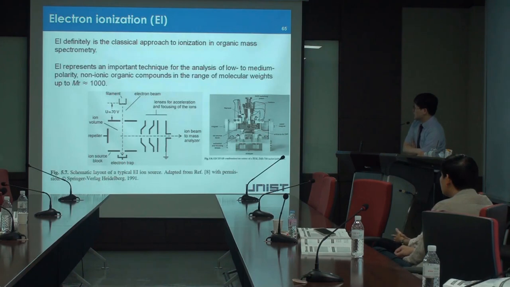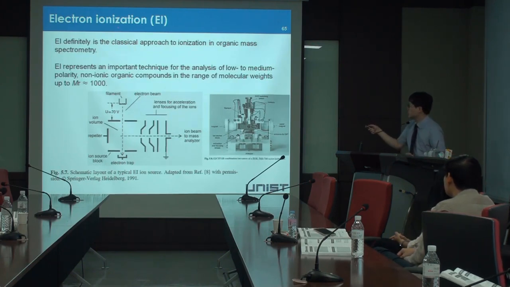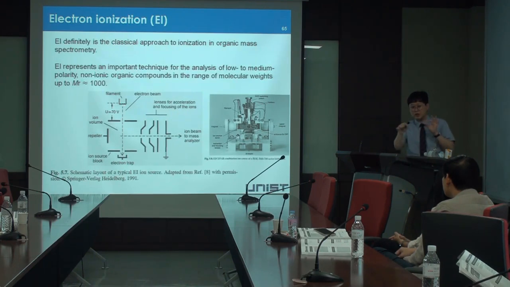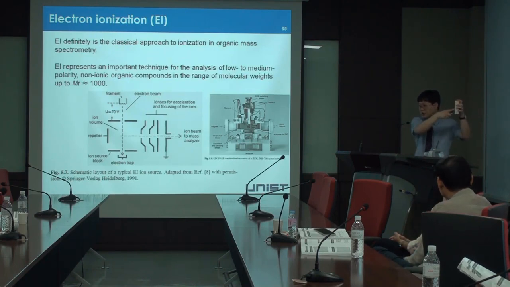And EI, electron ionization. This is the EI source. EI is how we make a neutral molecule into an ion, generally a positive ion, using electron ionization. Here is a metal filament, and there is some electric energy input, and then there is an ejection of electrons. So we say an electron beam, like a gun. There is a continuous ejection of electrons.